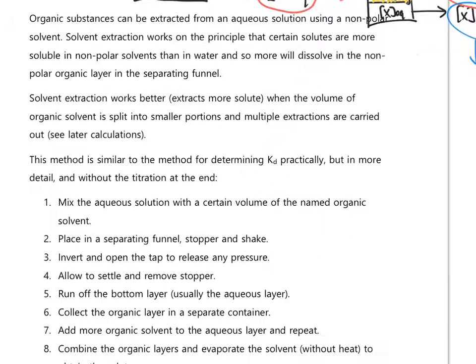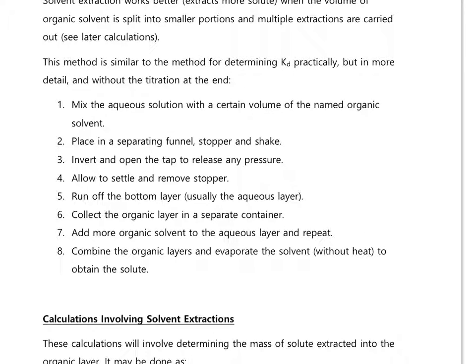Down below is a little summary of that method with just a few more practical details. For example, step 3 is invert and open the tap to release any pressure. That means turn the separating funnel upside down, obviously with your stopper at the top, and then open the tap in it. So think of a separating funnel like something like this. Okay, so I'm turning that upside down and then opening the tap. This is the tap here.